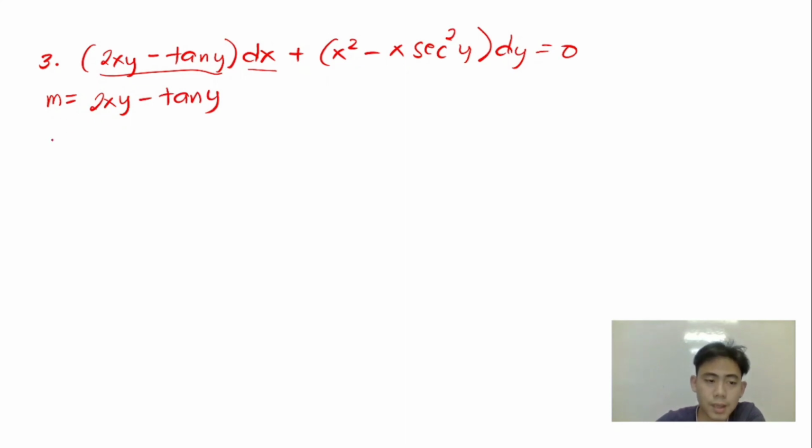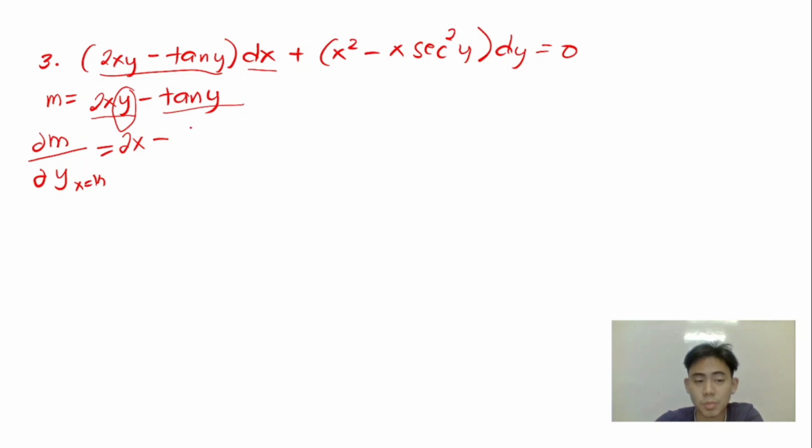Okay? So, once na identify na natin yung value ni M, mag-partial derivative na tayo. Partial derivative of M with respect to y, that x is equals to constant. So, set ulit natin si x na constant. Okay? So, since sa 2xy, yung 2x constant natin, rewrite natin 2x. Yung derivative ni y is 1. So, 2x times 1 is 2x minus, ano ang derivative ngayon ni tangent of y? So, ang derivative ni tangent of y is secant squared y.